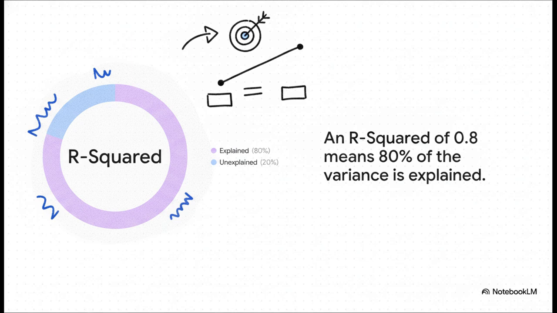And of course, we need to know if all that learning actually worked. Once the model is fitted, we evaluate it using a metric called R-squared. R-squared is fantastic because it tells us the exact proportion of variance in our target variable that's successfully explained by our independent variables. So if you get an R-squared of 0.8, that means our model successfully explains 80% of the variance in the data. Basically, the closer that number is to 1, the better your model has captured reality.